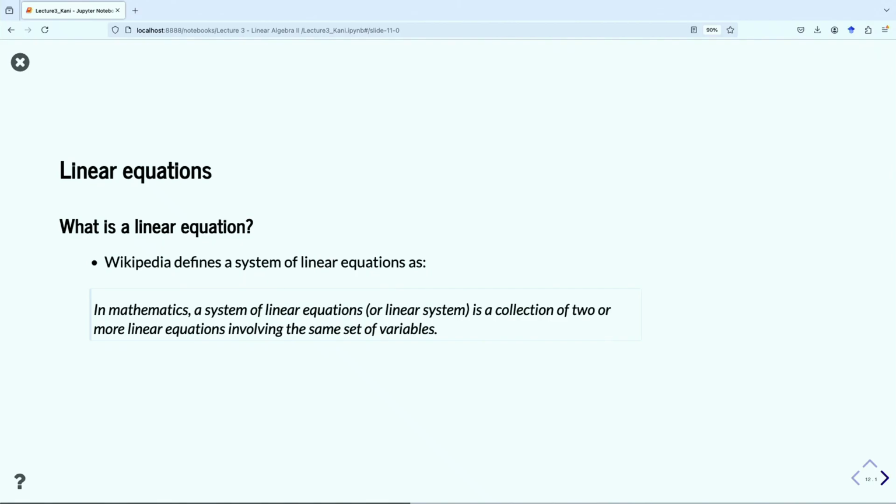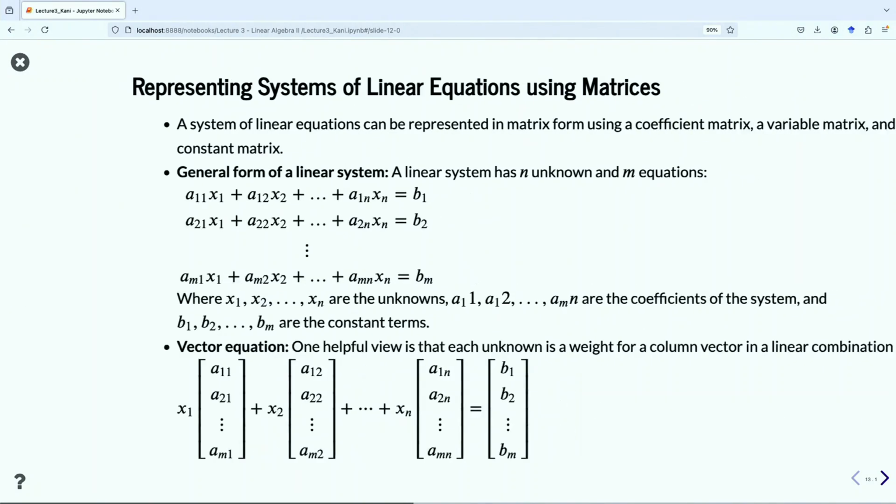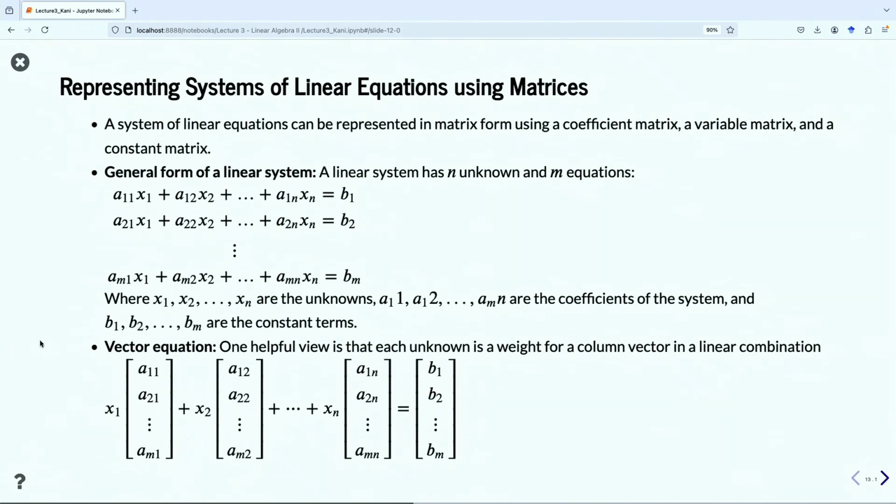So, what is a linear equation? A system of linear equations is a collection of two or more linear equations involving the same set of variables, right? So we have n variables, and then we have a bunch of coefficients to each of those variables, and they add up to be some b. Okay, so this is the general form of a linear system.